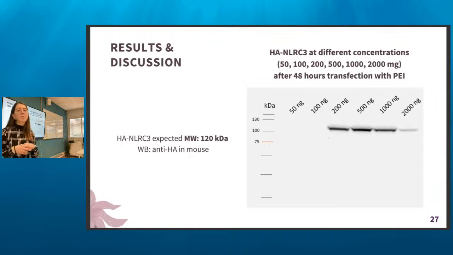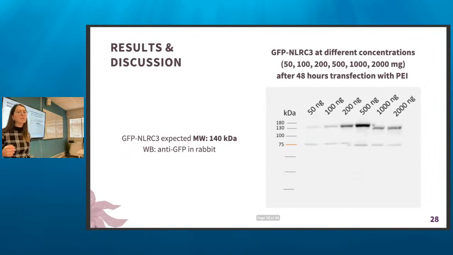As we can see here for HA NLRC3, we have the concentrations going from 50 nanograms to 2000 nanograms, and the best concentration appears to be 500 nanograms because we have a clear and defined band, whereas the band starts to be less clear when the concentration increases, and it's not present in lower concentrations. We have a similar pattern when we look at the GFP NLRC3 results.